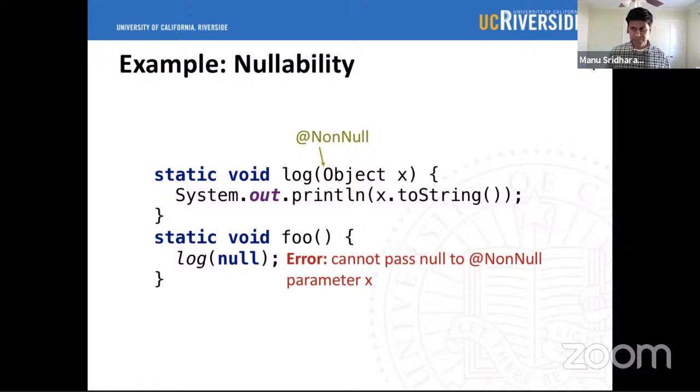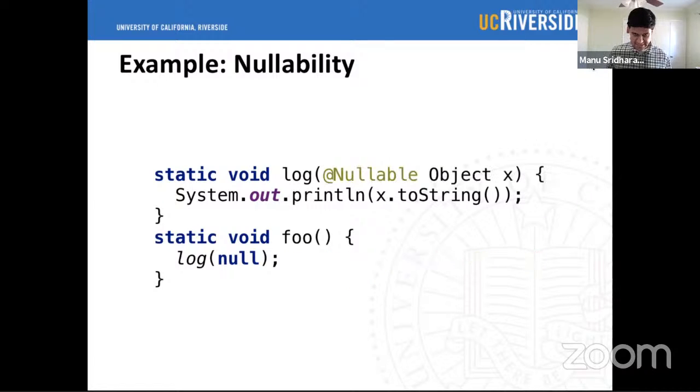So let's say that we want to allow passing null to this routine. What you can do is add a type annotation. Here it's written nullable on the parameter. So this is telling the tool that you are allowed to pass null to this function. But now you'll get another error because the tool observes that we're dereferencing this variable x that's been marked as nullable. So this can lead to a null pointer exception.